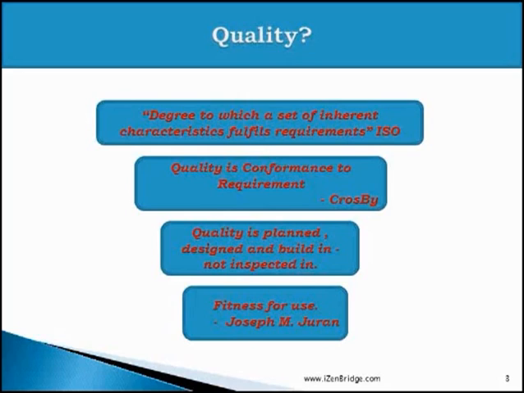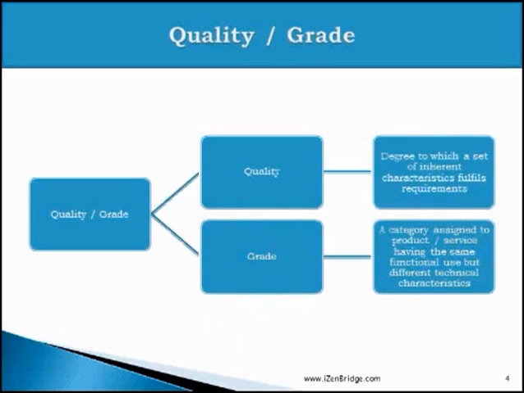So quality is a conformance to the requirement. Quality is fitness for use. Joseph Juran talks about fitness for use as quality. Crosby says quality is a conformance to the requirement. There is another theme: quality needs to be planned, designed, and built in. We should not expect that quality can be injected into the system by just inspecting the output of the process. So quality needs to be planned, designed, and built in rather than just inspected in. In summary, quality is all about the degree to which we are meeting the customer expectation from the product or from the project.